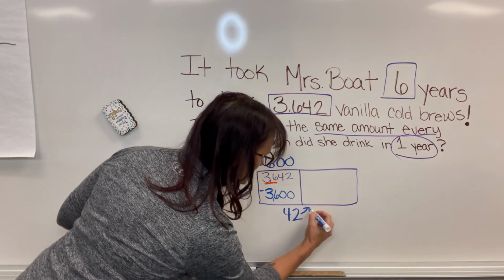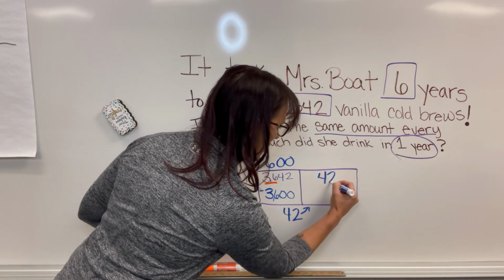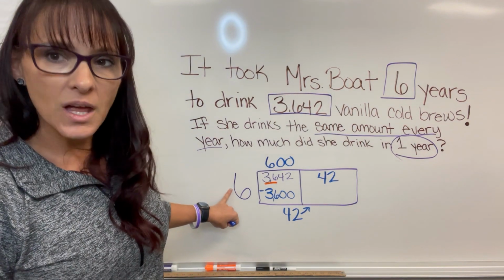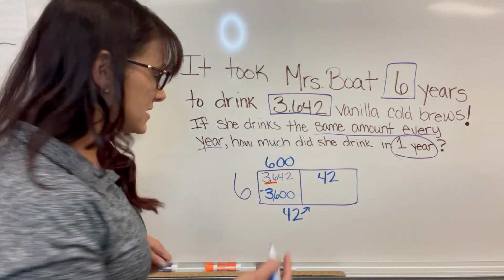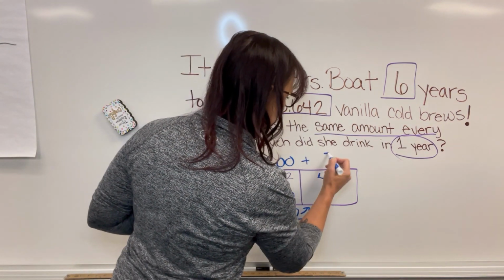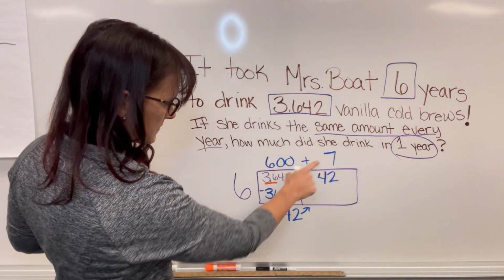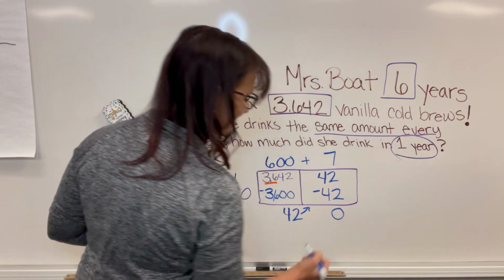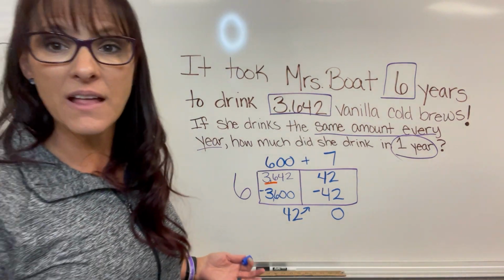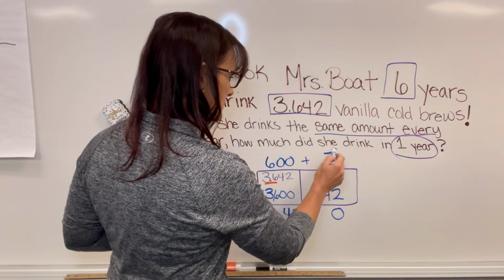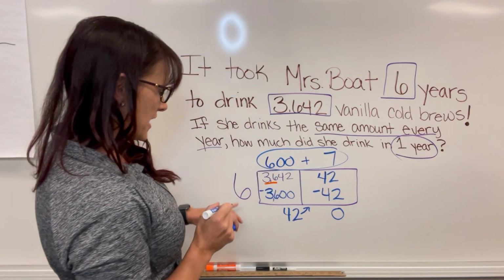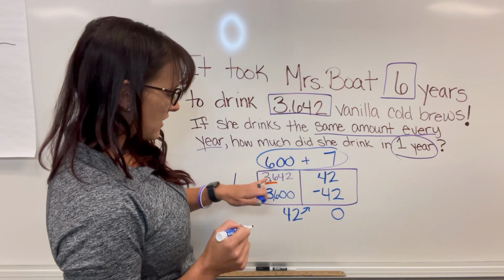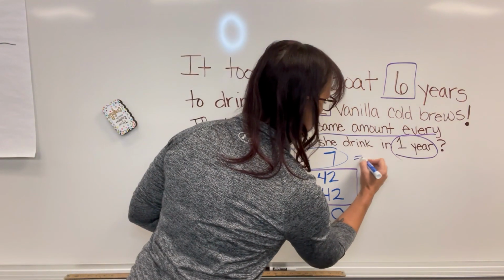I'm gonna put that 42 up here in my next box, okay? And now I'm gonna go, what do I know? I know 6 times 7 is 42. So I'm gonna add in that 6 times 7 gives me 42. I'm gonna subtract that. I get nothing left. Okay, I have nothing left. So I have successfully multiplied 6 times 607 to get 3,642.